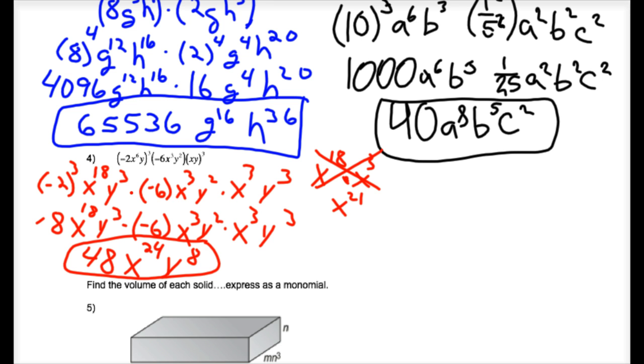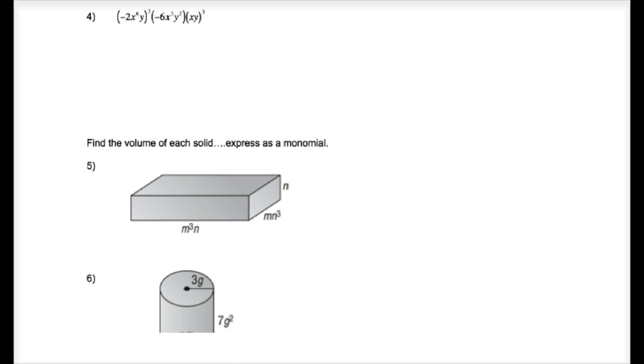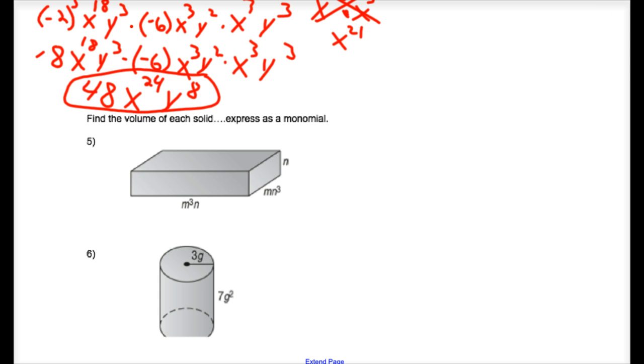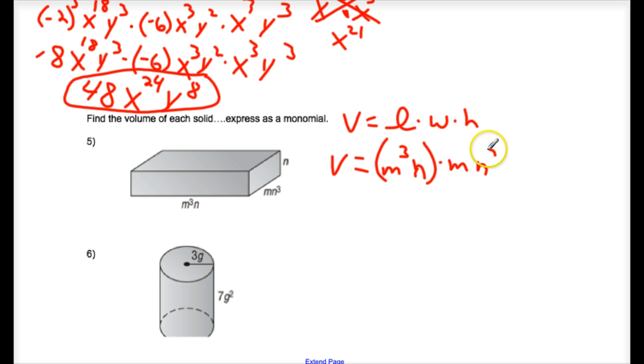Okay? All right. Let's do volume real quick. Do you guys know how to find the volume of a rectangular prism? Length times width times height. So what's the length of that rectangular prism? M to the third, times n. What's the width? M and n to the third power. No, that's not it. What's the height?